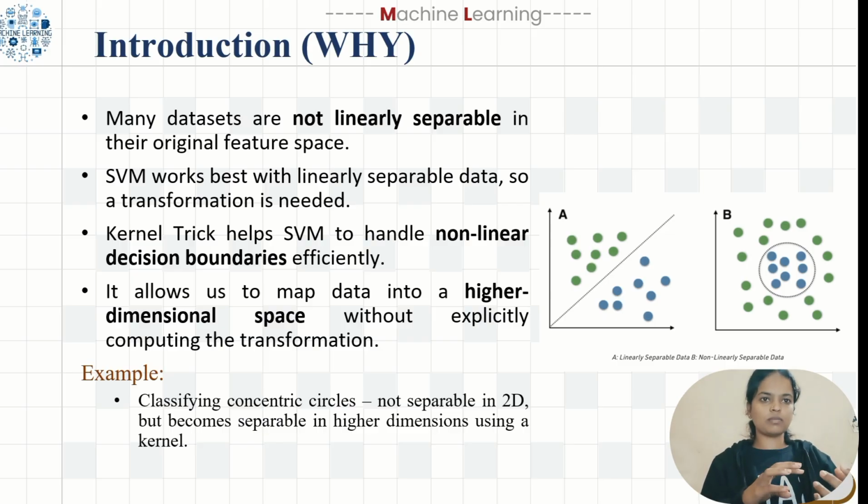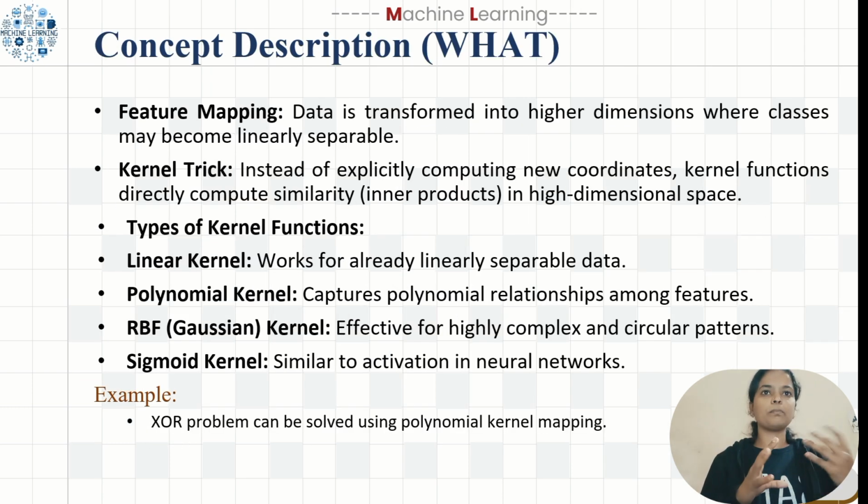So what exactly is feature mapping? Let's see. Data is transformed into higher dimensions where classes may become linearly separable. So in feature mapping, the data from lower dimensions is transformed into higher dimensions. That's when the data becomes linearly separable, and SVM already works best with linearly separable data. So what exactly does the kernel trick do? Instead of explicitly computing new coordinates while transforming into higher dimensions, kernel functions in the kernel trick directly compute similarity or inner products in higher dimensional space.